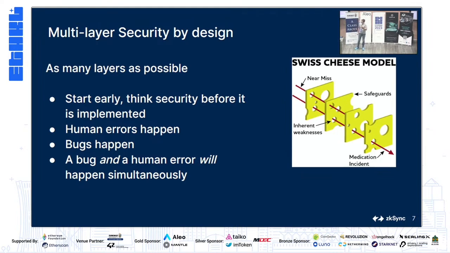And just imagine it as a Swiss cheese. Each layer is a slice of the cheese. It has holes where the threads can go through. But when you stack everything together, there are not so many possibilities that the thread goes through all the holes and becomes an incident. So the idea is to create as many layers as possible.